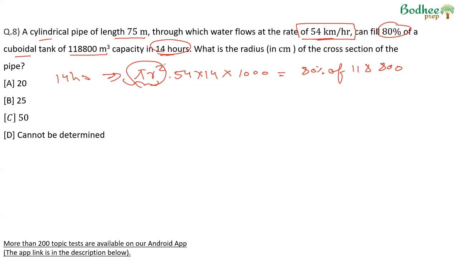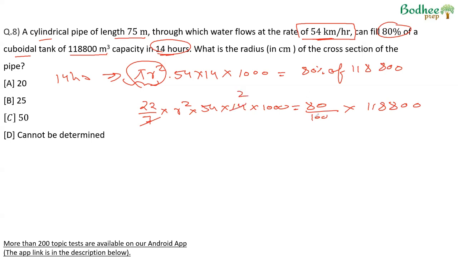What is the radius of the cross section? So if we expand this, we can say 22 by 7 into r square into 54 into 14 into 1000 is equal to 80% of 118,800. 7 2s are 14, goes away directly. 0 goes away from here. This 0 also cancelled. And therefore r square comes out to 1188 into 8 upon 22, 54, 2 and 100.